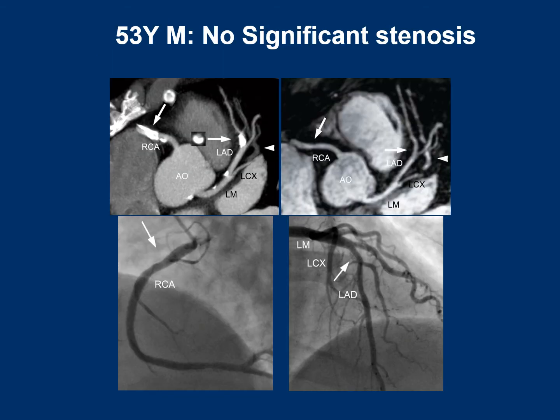Another example shows clearly the advantage of MR angiography over CT angiography. The MIP image in a 53-year-old man shows severe calcification at the proximal RCA and LAD, overlapping with the coronary lumen. Reformatted MRA shows a normal lumen at the site of the calcification on MRI, which is consistent with the findings on X-ray angiography.